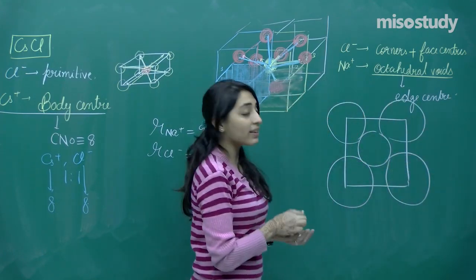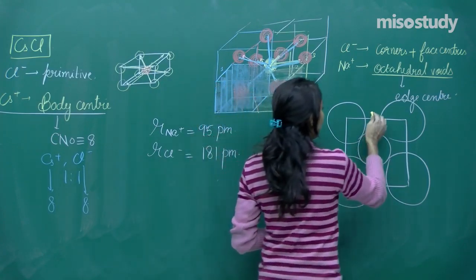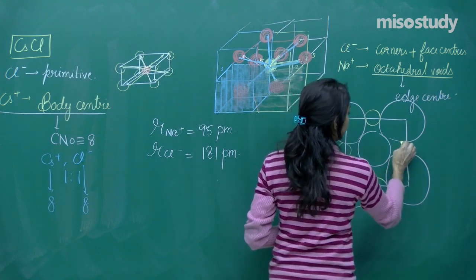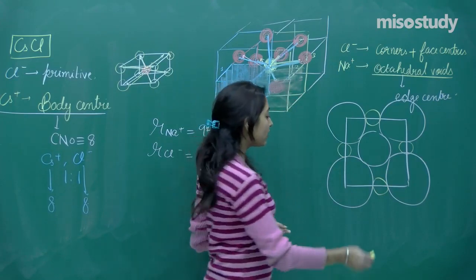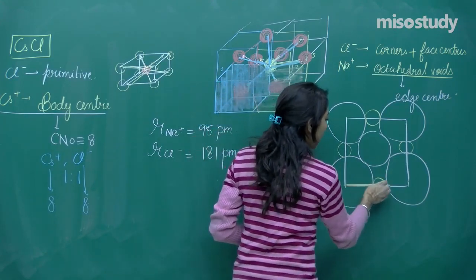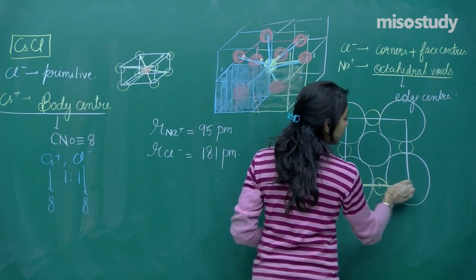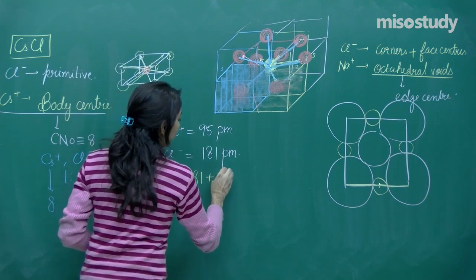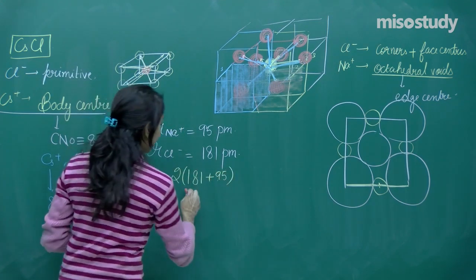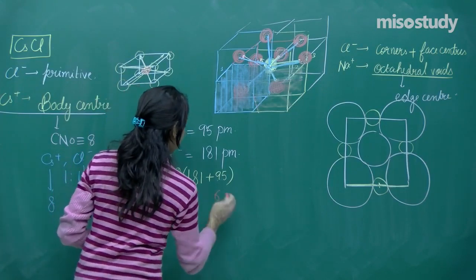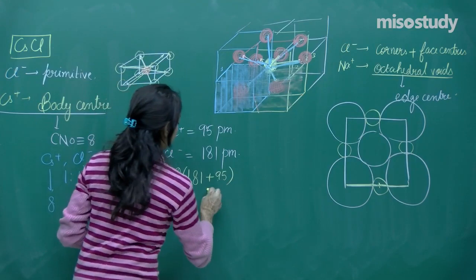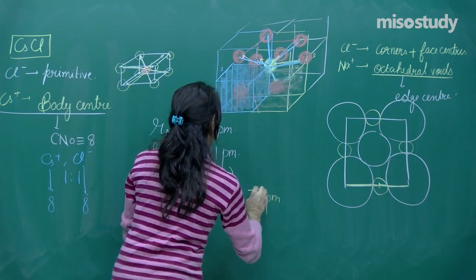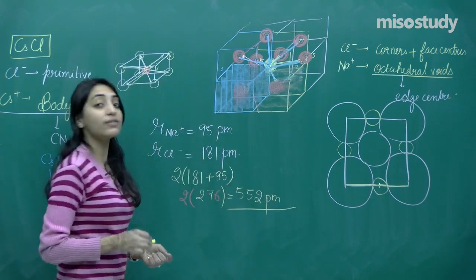So guys, these white ones are the Cl minus that I have represented, and the yellow ones are the Na plus, because these are present in the edge centers. Fine. So consider the radius of Cl minus plus the radius of Na plus. That means I am asking you to consider 2 times 181 plus 95. If you calculate, it comes out to be 2 times 276, so yes, the answer is 552 picometers.